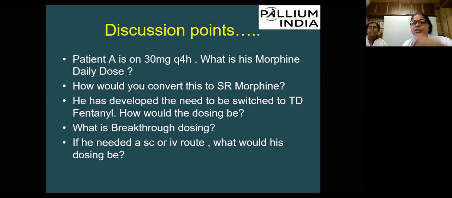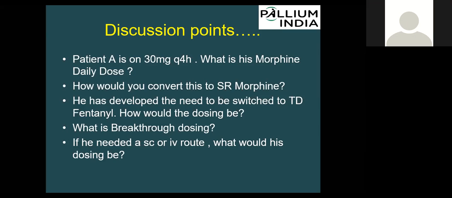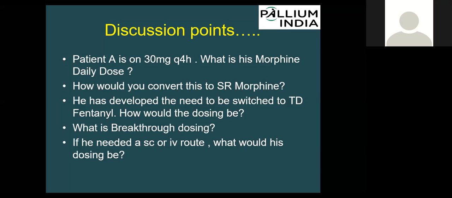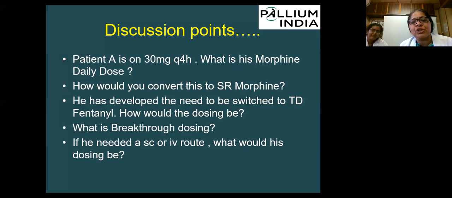So SR is your sustained release morphine. How would you like to give it? So you could work on the math. If you want to do it as an SR, you have to give it every 12 hours. So 90 milligram twice in a day. So 180 divided by 2, 90. 90, 12th hourly. And suppose you need to switch this patient to transdermal fentanyl. What will you do?